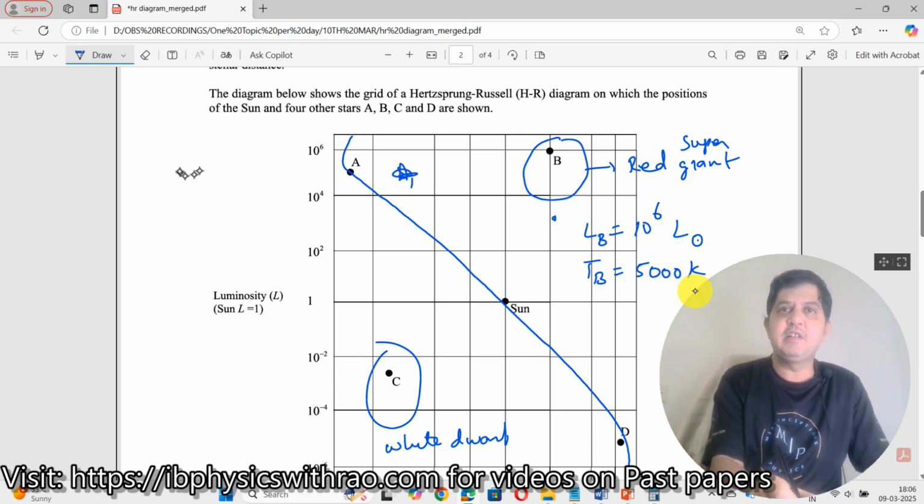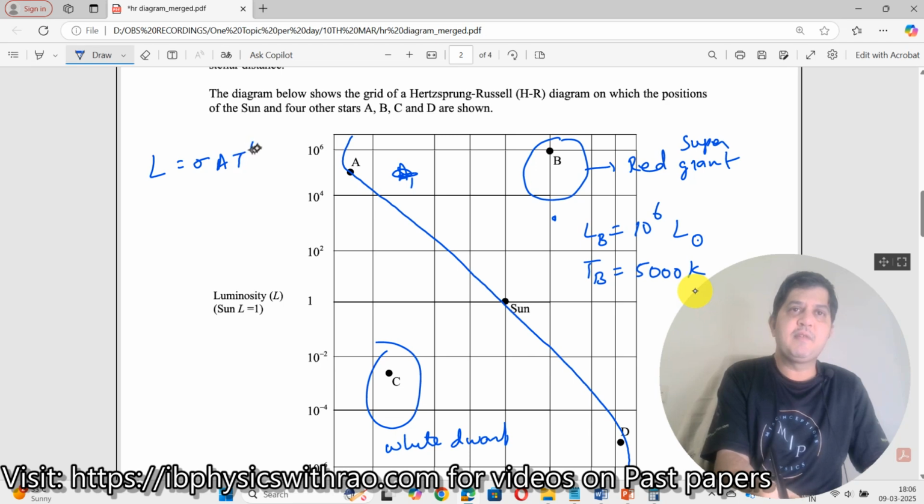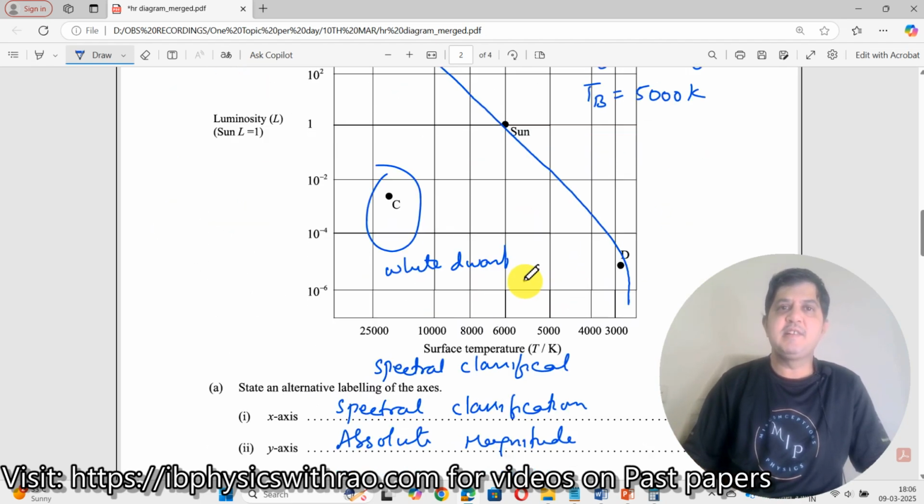Now we know that the intensity is given by sigma A T power 4. This is what is known to us already, right? And this is power here, not intensity. Power is equal to so much over here. So I want the value of area. Area can be written as L divided by sigma T power 4. This I'll write as AB here. Similarly, I'll do the same thing for C also. For C, what do we have?